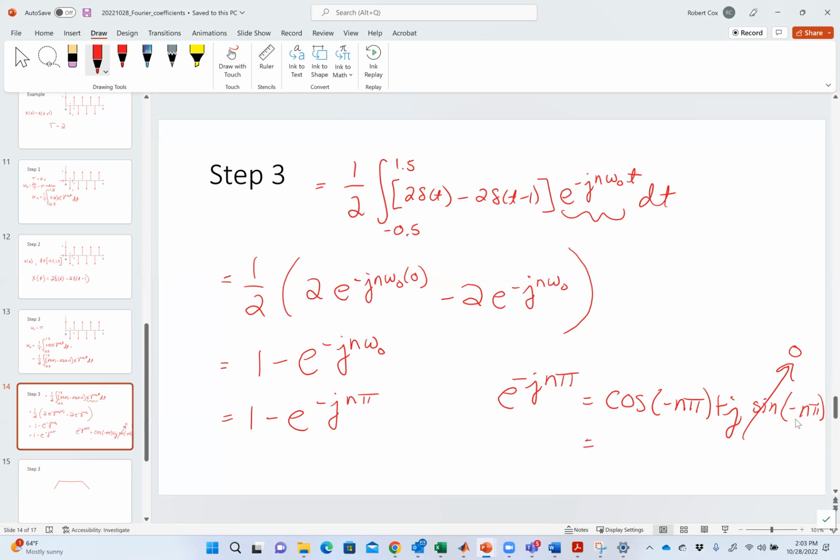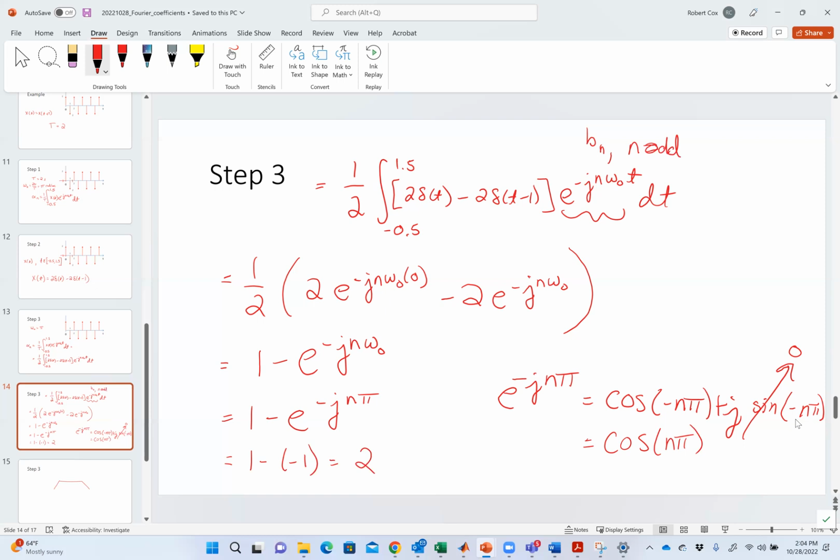Cosine of negative n pi is the same as cosine n pi. Cosine n pi, if n is an even number, is equal to 1. If n is an odd number, it is equal to -1. So for an odd number, I'd have 1 minus negative 1, or 2. The other way of looking at this is, if I went to the other form of the series, this guy would have bn values for n odd.